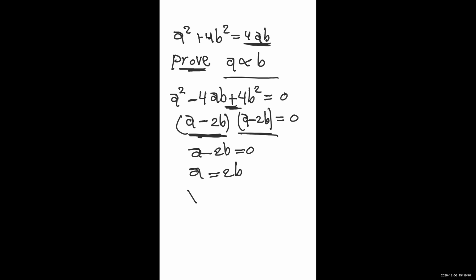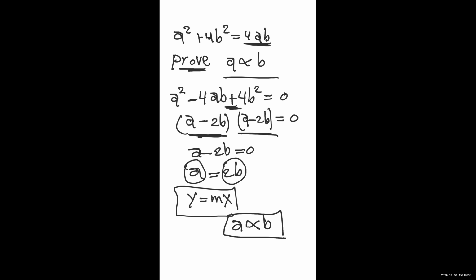Now it was y equals mx, like this, right? We said that if we want to prove direct variation, we prove that y equals mx. So a equals 2b. So this means a varies directly with b. Are we clear? Yes.